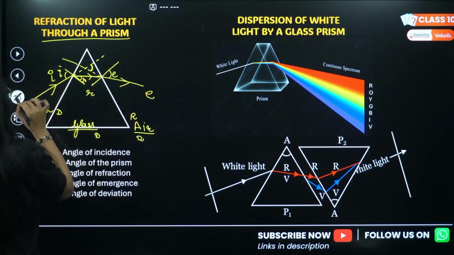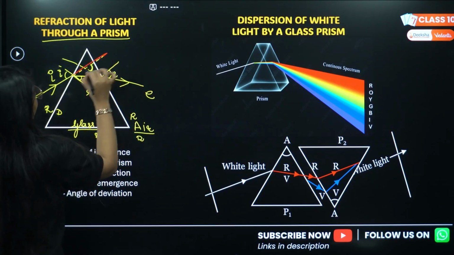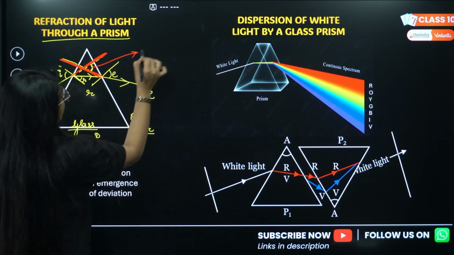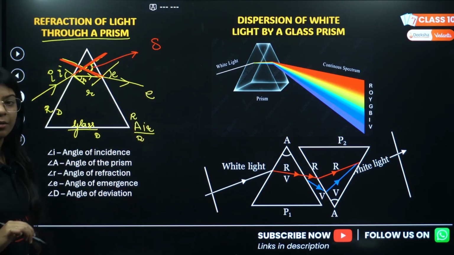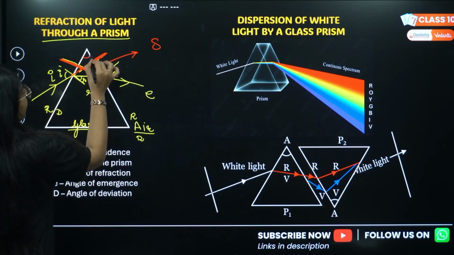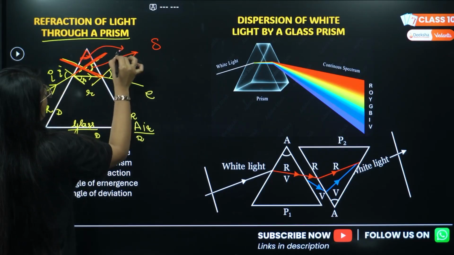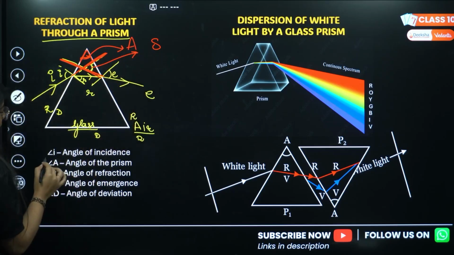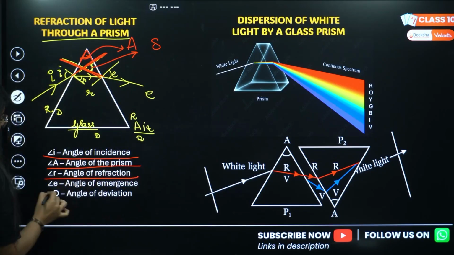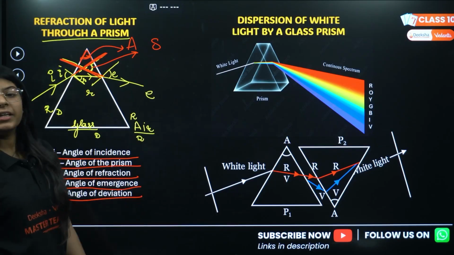If you extend the incident ray and the emergent ray backwards, the angle between the incident and emergent ray is called the angle of deviation. What is it called? Angle of deviation. And the angle between the two refracting faces of the prism is called the angle of prism. Angle I is the angle of incidence, angle A is the angle of prism, angle R is the angle of refraction, angle E is the angle of emergence, and D is the angle of deviation.